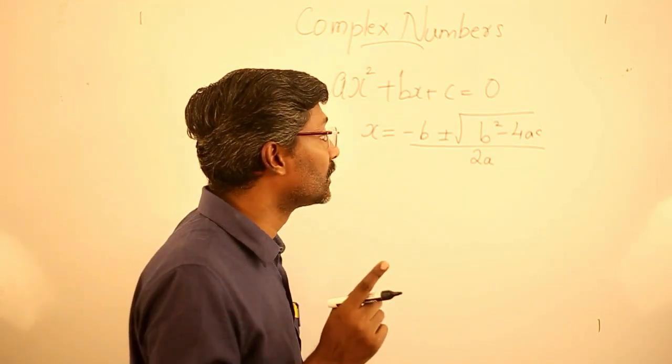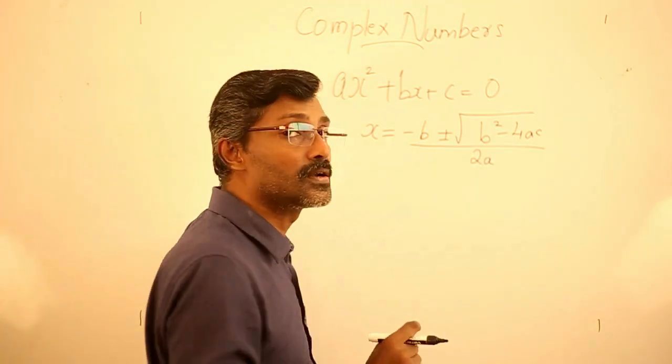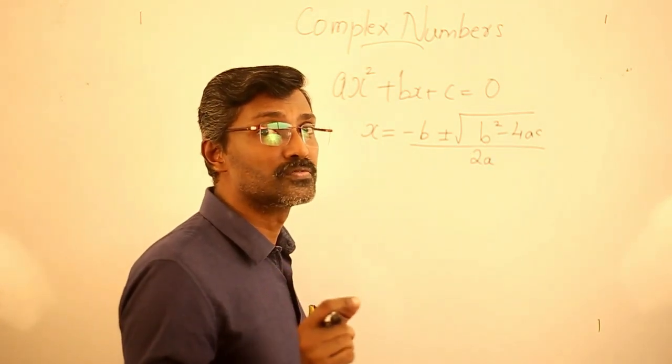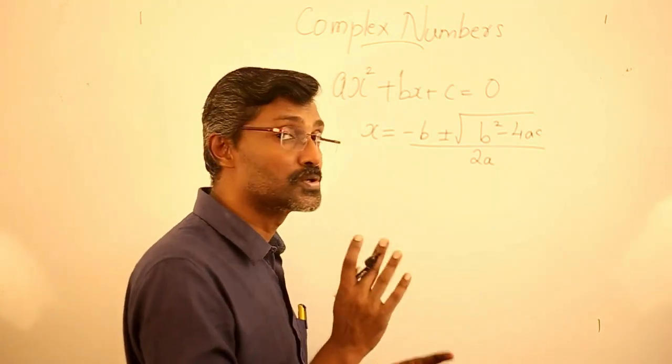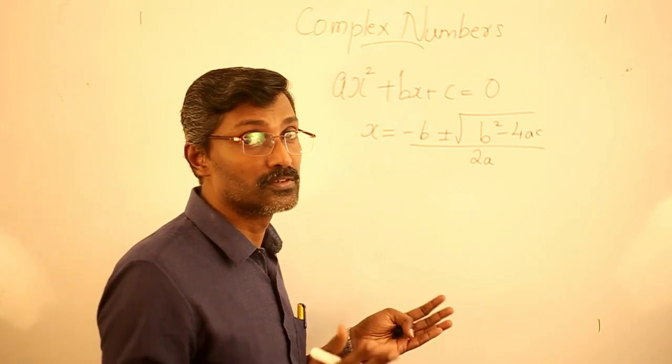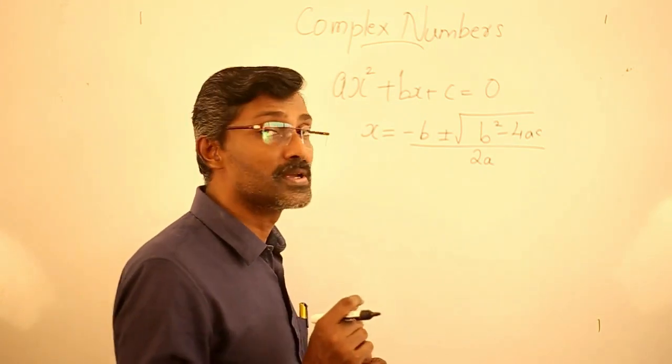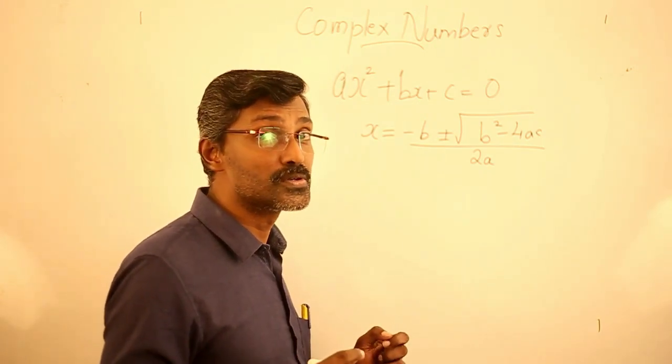Okay, you remember that? And if b² − 4ac is equal to 0, then the roots of the equation will be equal. It will have equal roots. If one root is 2, other root also will be 2. It will be equal. Okay, that is when b² − 4ac is equal to 0.